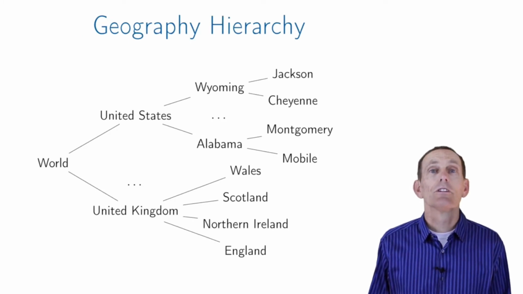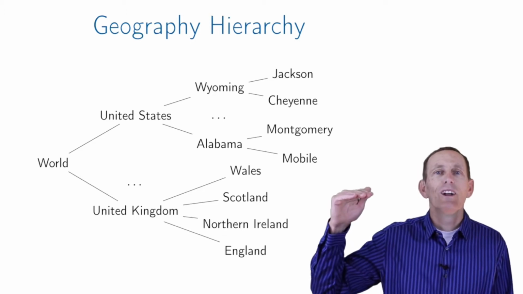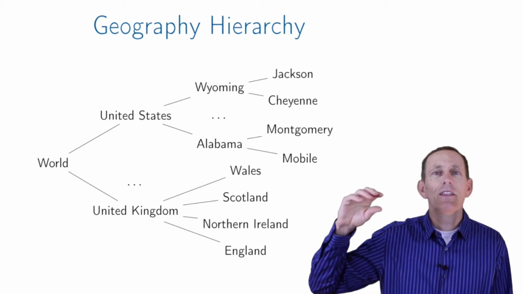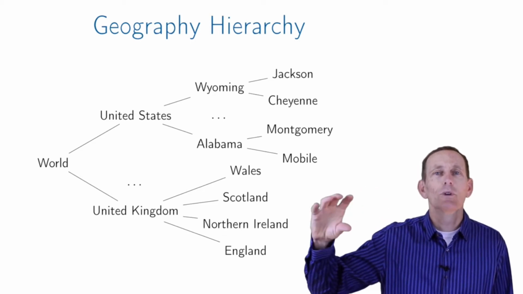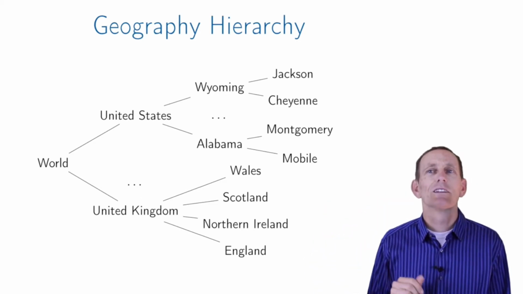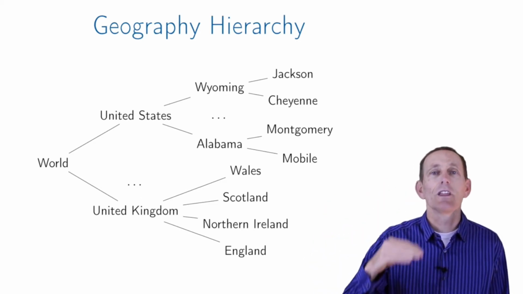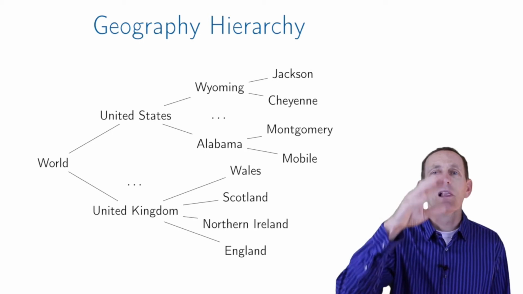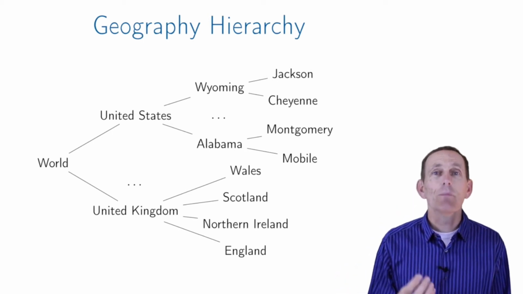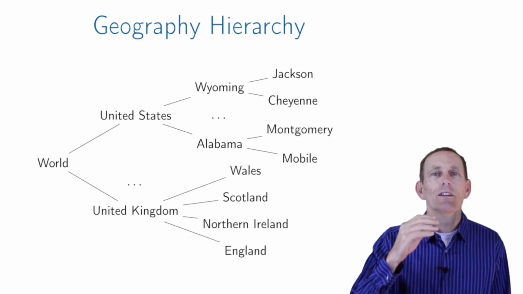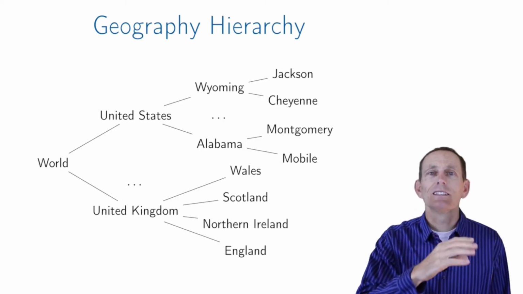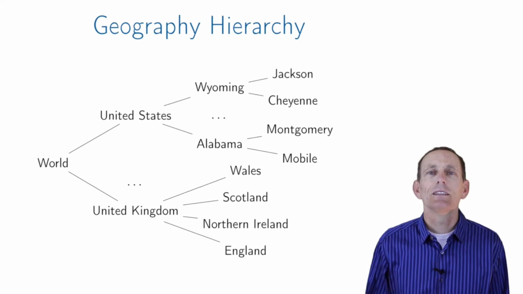Trees are also used to reflect hierarchy. So this reflects hierarchy of geography, where we have at the left-hand side the top level of the hierarchy, the world, and then below that, entities in the world. United States, all sorts of other things, United Kingdom, and then below that, various subcomponents of the geography. So we've got, for the case of United States, states, and then within those states, cities.